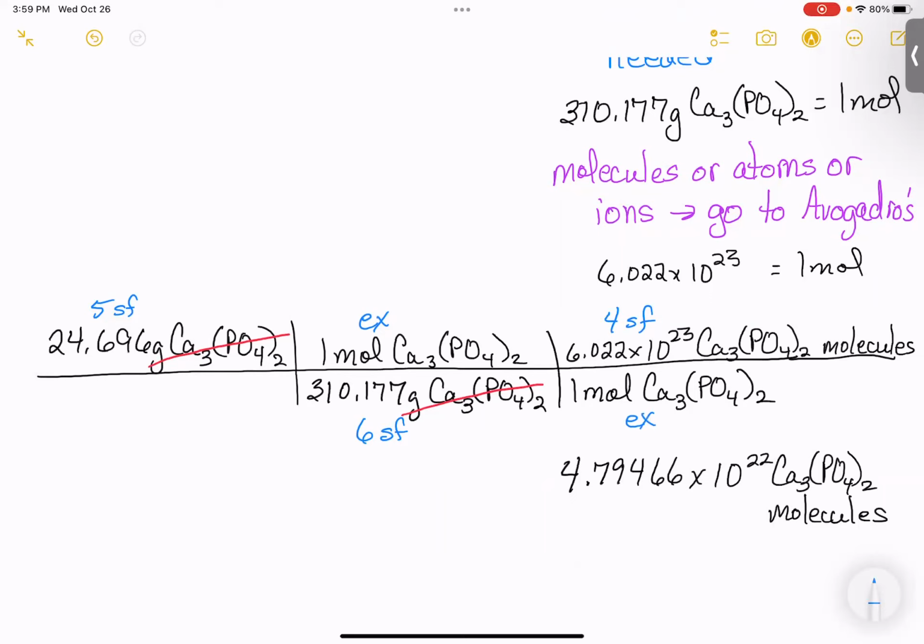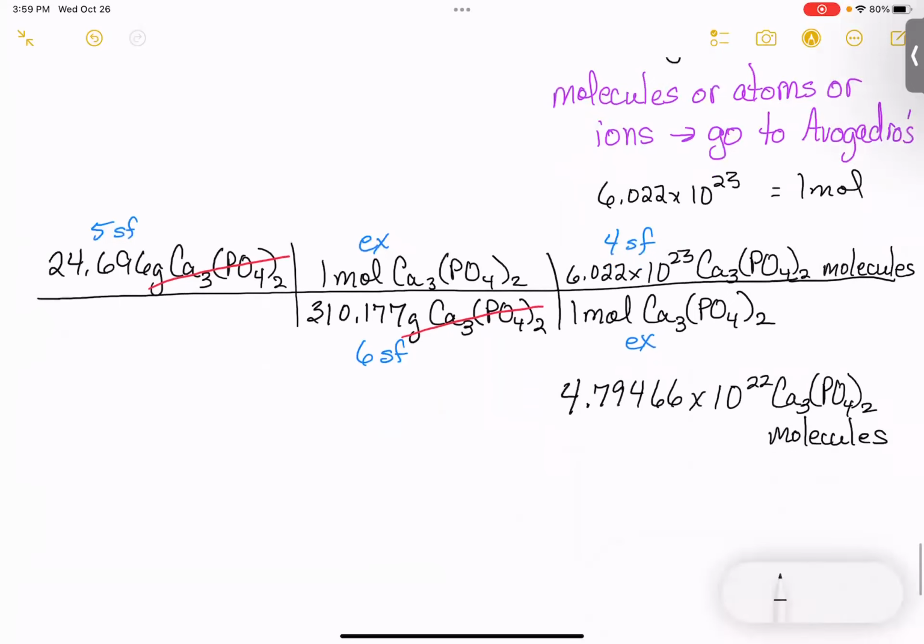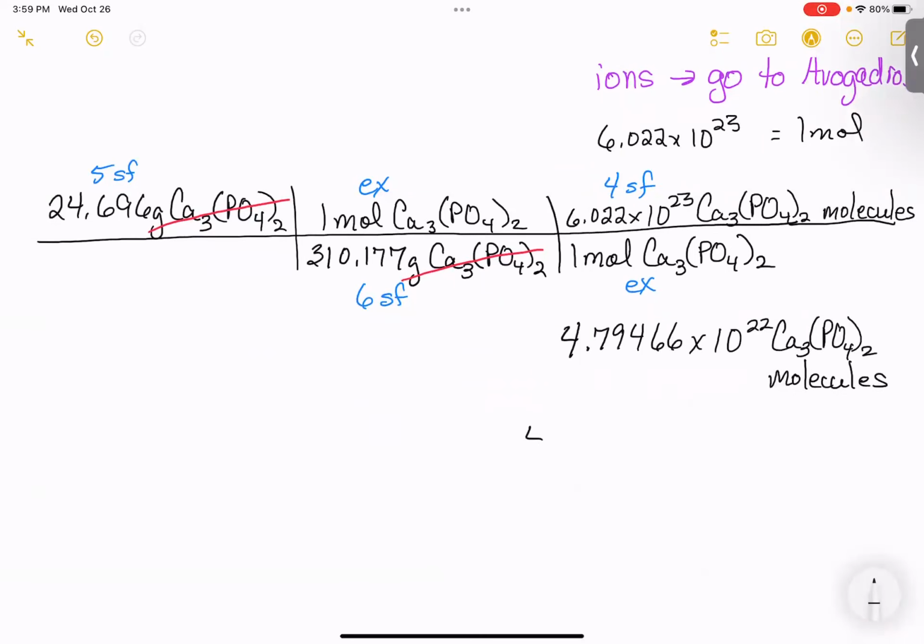So you have 5 significant digits times an unlimited number of significant digits divided by 6 significant digits times 4 significant digits divided by an unlimited number of significant digits. The measurement with the fewest had 4, so our answer should only have 4. So you should record this answer as 4.795 times 10 to the 22 calcium phosphate molecules.